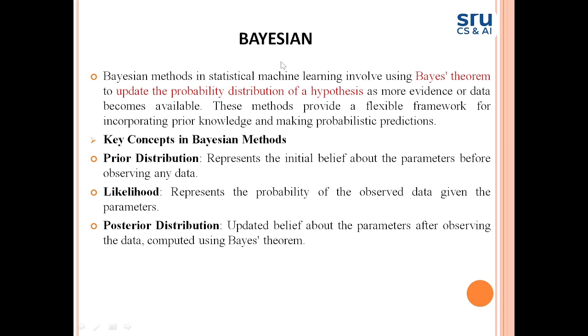Next here we have Bayesian methods. In statistical machine learning, they involve Bayes theorem to update the probability distribution of a hypothesis as more evidence or data becomes available. This method provides a flexible framework for incorporating prior knowledge and making probabilistic predictions. Key concepts in Bayesian methods are the prior distribution, which represents the initial belief about the parameters before observing any data.